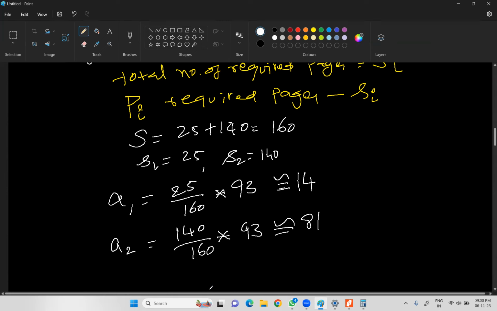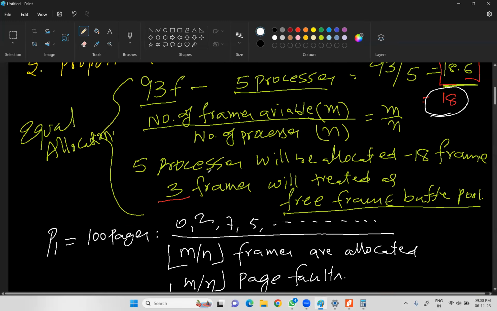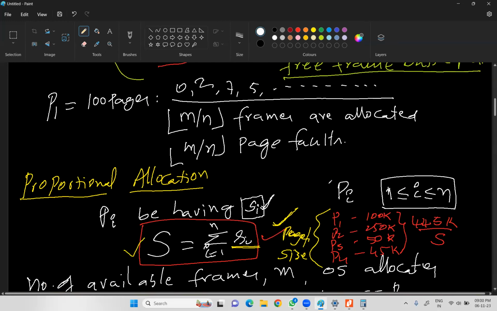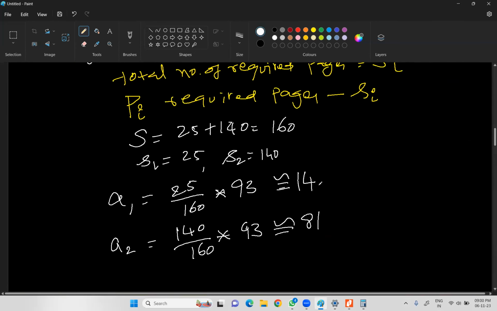Understand? So this is proportional. Proportional will be done in such a way. You can see previously, with equal allocation, if 5 processes are there, all 5 processes will be allotted 18 pages. Now I have taken only 2 processes here. So one process has been allocated 14 frames, and the second process will be allocated 81 frames.